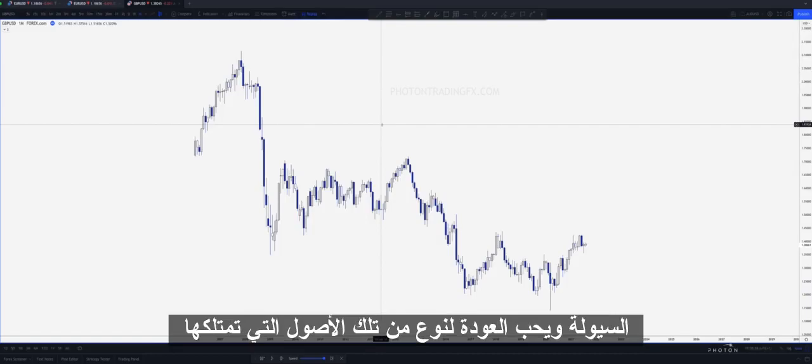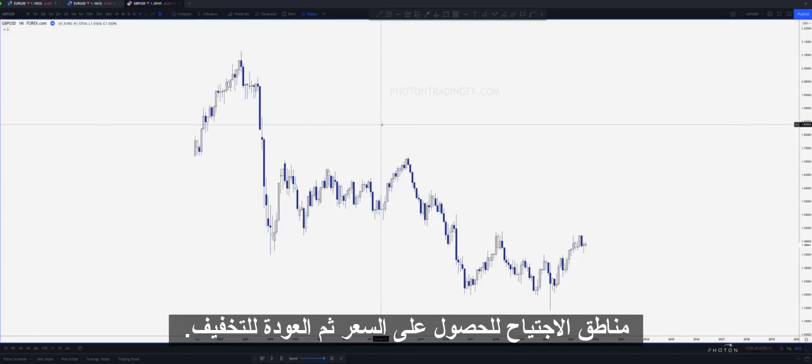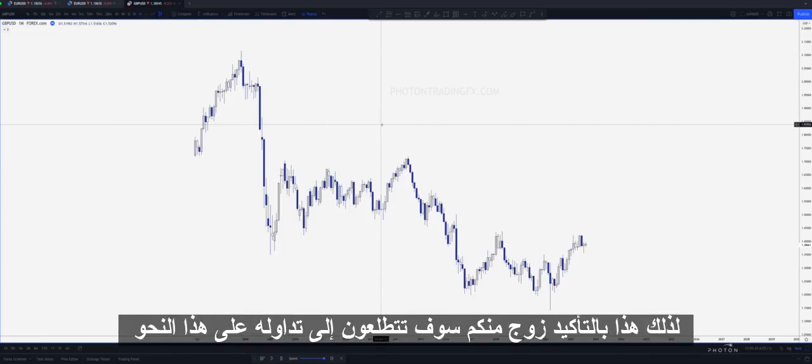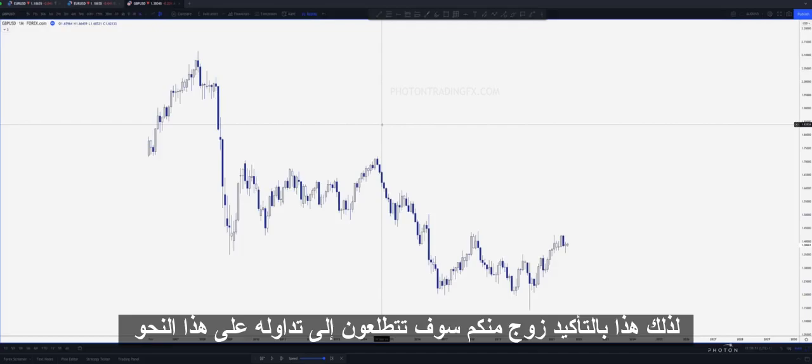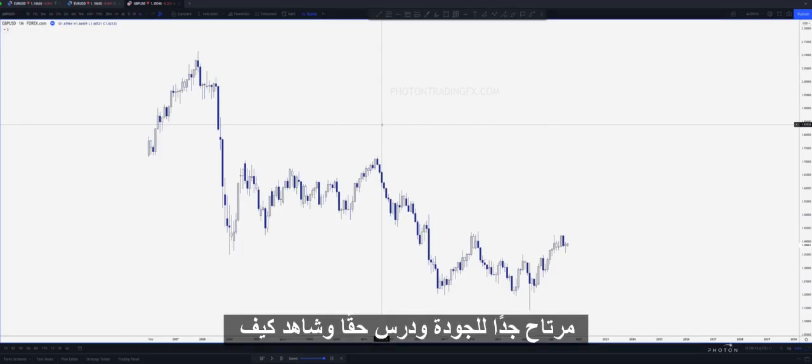to come back to those origin zones, those extreme zones of the move that took liquidity, those sweep zones, for price to then come back to and mitigate. So this is definitely a pair that, if you're going to look to trade it, I would get very, very comfortable with liquidity and really study how it loves to move.